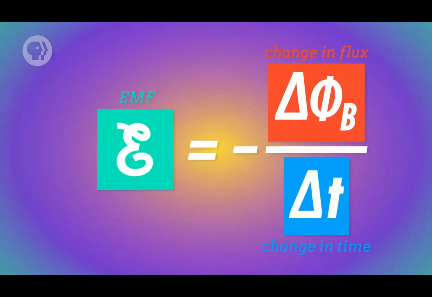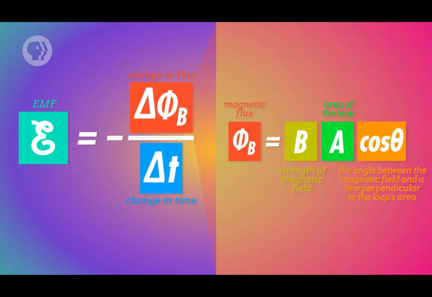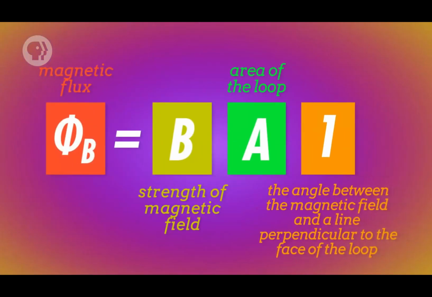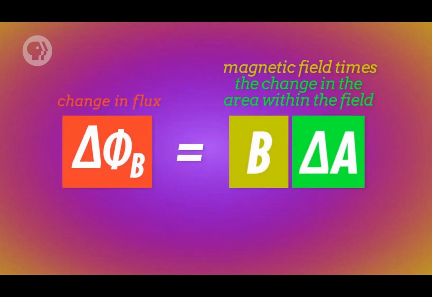The strength of the EMF is equal to the negative of the change in the magnetic flux over the change in time. The flux, you'll recall, is equal to the magnetic field times the area times the cosine of the angle between the magnetic field and a line perpendicular to the loop. Since the magnetic field is perpendicular to the loop, the cosine of the angle is 1, so that term drops out of the equation, which means that in this case, the change in flux is equal to the magnetic field times the change in the area of the loop within the magnetic field.